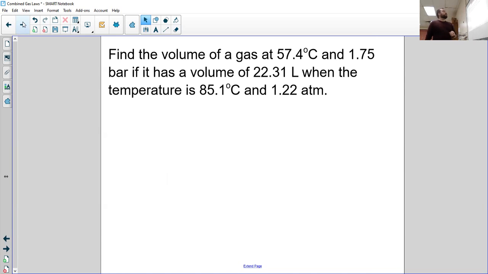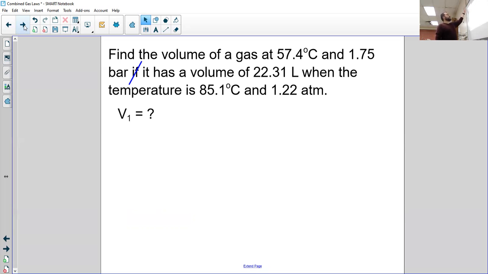So first problem we're going to do in the notes today: find the volume of a gas at 57.4 degrees Celsius and 1.75 bar if it has a volume of 22.31 liters when the temperature is 85.1 degrees Celsius and 1.22 atm. First thing we're going to do is separate the problem at the preposition, the "if." So we have our 1 and our 2 separated there.